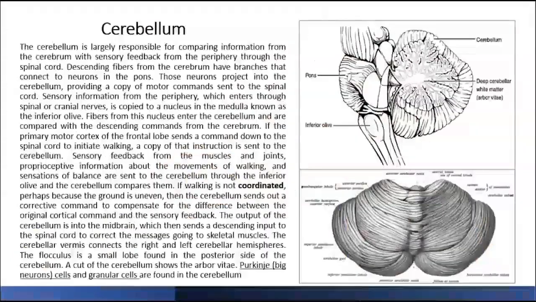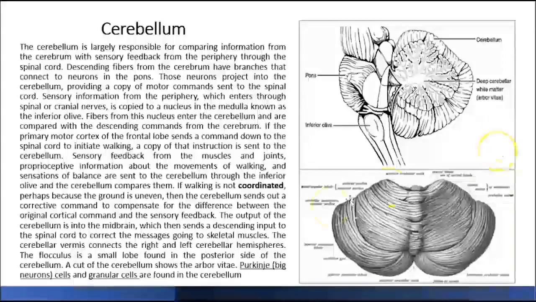The cerebellum. The cerebellum is behind the brainstem, below the brain. So a cut to the cerebellum shows you that it has these areas. They are called the arbor vitae, that look like little branches of a tree. Okay, that's what you have inside.